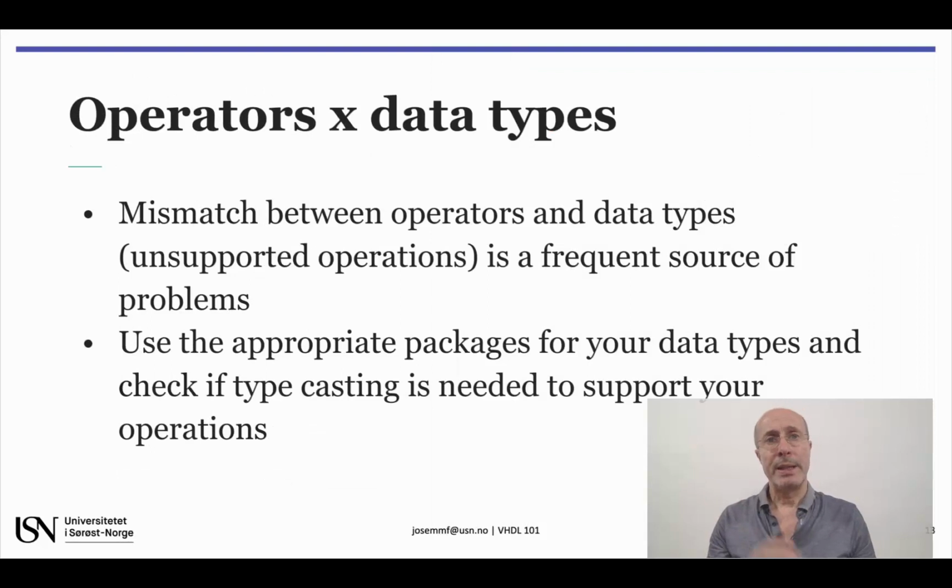Keep in mind that the mismatch between data types and operators working on them is a frequent source of problems, so it may help to look for this kind of reasons when you come across problems in your code.